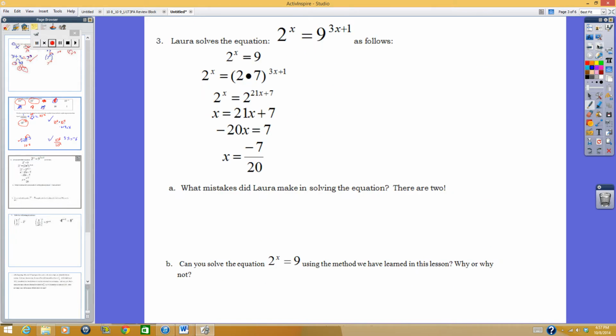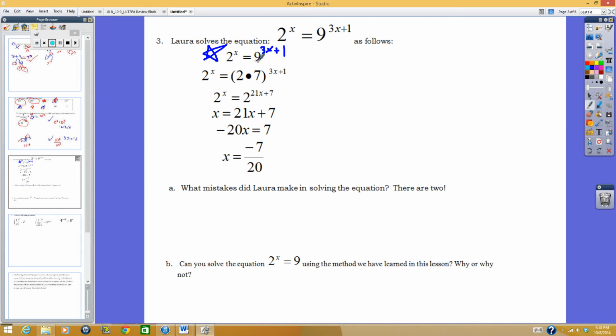Laura solves the equation 2 to the x power equals 9 to the 3x plus 1 as follows. That is weird. Well, alright, anyways. So A, what mistakes did Laura make in solving the equation? I don't like that this tells you how many there are, personally, because I know your test isn't going to tell you that. So let's just look at it ourselves. Personally, I don't like right here that they didn't rewrite this 3x plus 1. That's not really a mistake. I guess that was left off for whatever reason, but whatever.